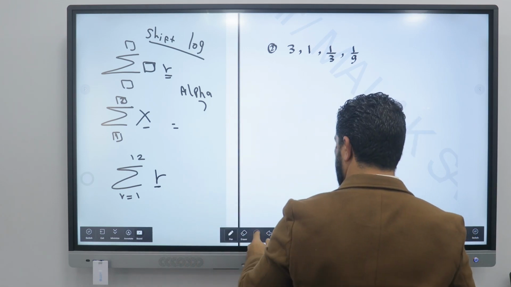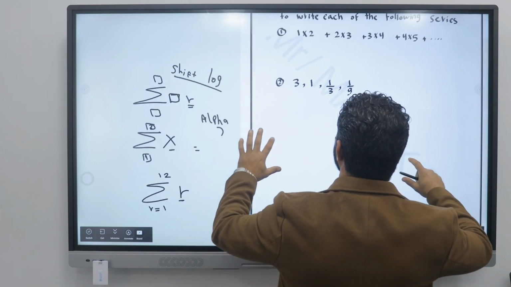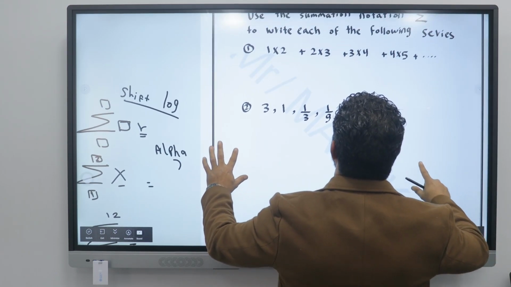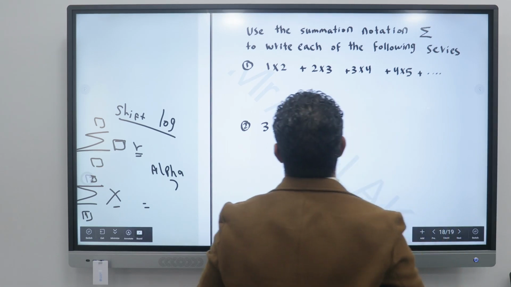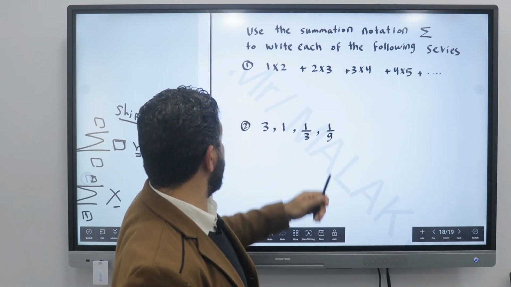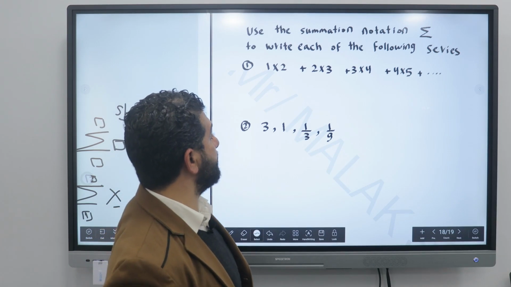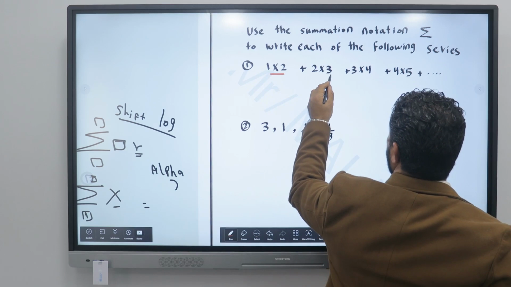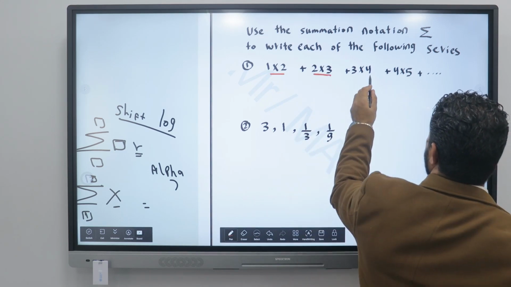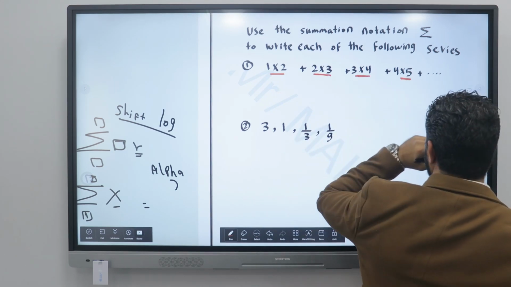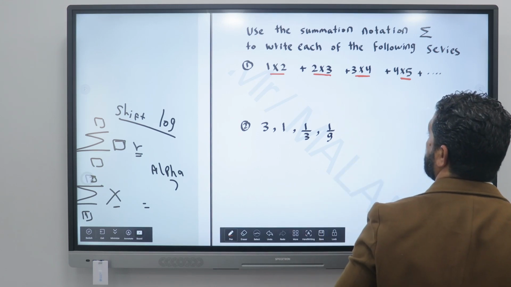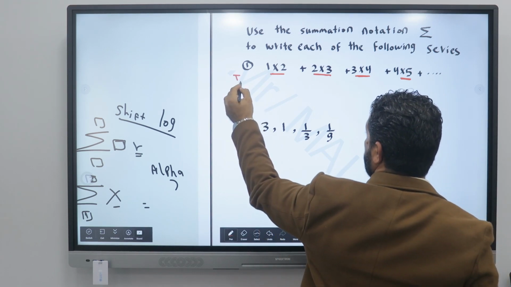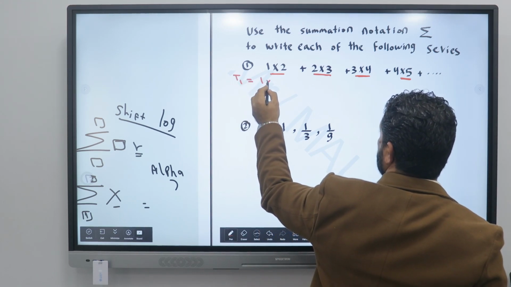Okay, we are about to finish. Use the summation notation sigma to write each of the following series. I have 1 times 2, plus 2 times 3, plus 3 times 4, and plus 4 times 5. Think about the sequence itself. The first term here, T1, is 1 times 2.